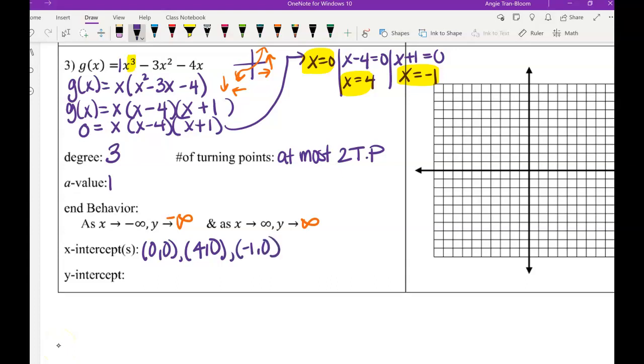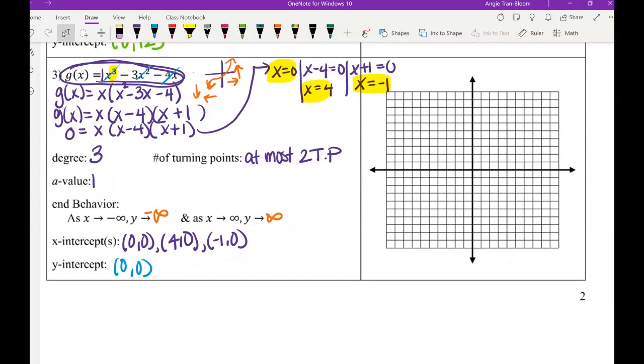The y-intercept is in standard form, as you can see from here, but we don't have a constant at the end. So when we plug in a 0, all of these terms will turn into 0. So the y-intercept is going to be 0, 0. To sketch this out, we will start with the x-intercept at 0, 0. That happens to be the y-intercept as well. Then we have another one at 4, 0, and then another one at negative 1, 0. We know the end behavior was down and up like that, right? So we're just going to connect the rest of these.